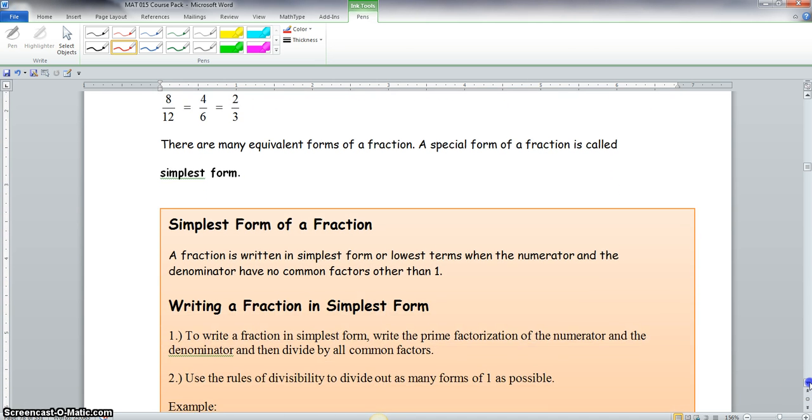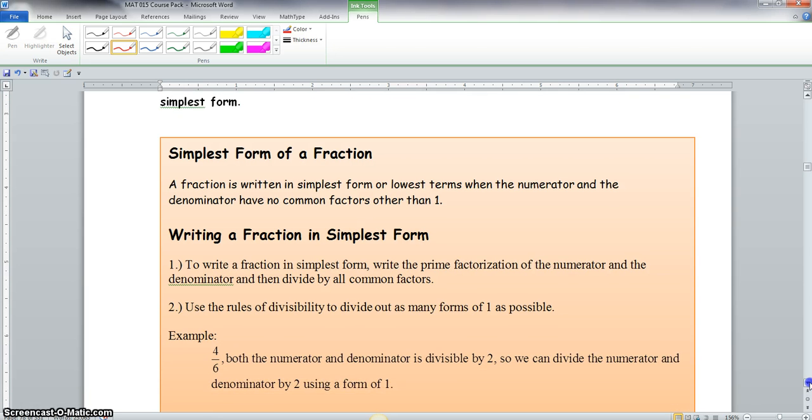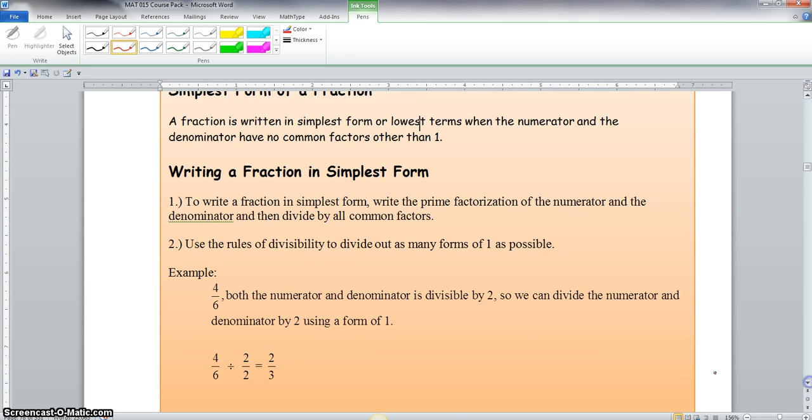Now, simplest form of a fraction. A fraction is written in simplest form or lowest terms when the numerator and the denominator have no common factors other than 1. Writing a fraction in simplest form: to write a fraction in simplest form, write the prime factorization of the numerator and the denominator, and then divide by all common factors. Use the rules of divisibility to divide out as many forms of 1 as possible.